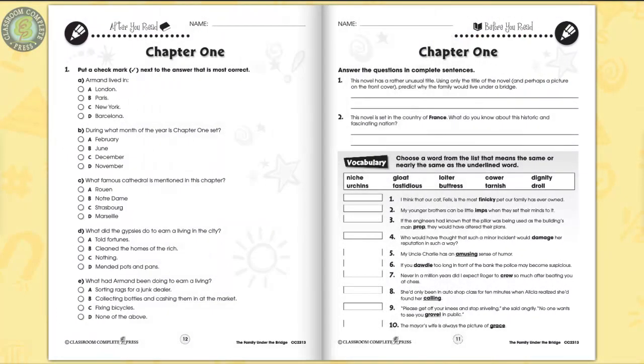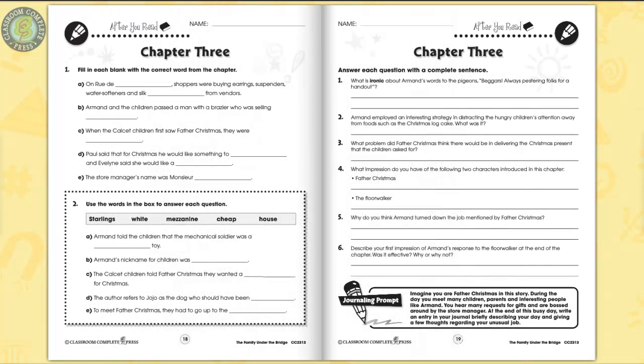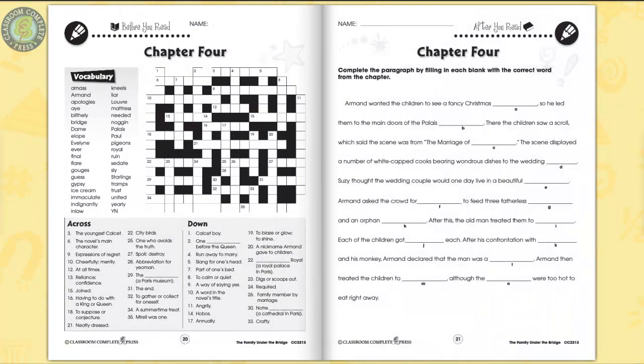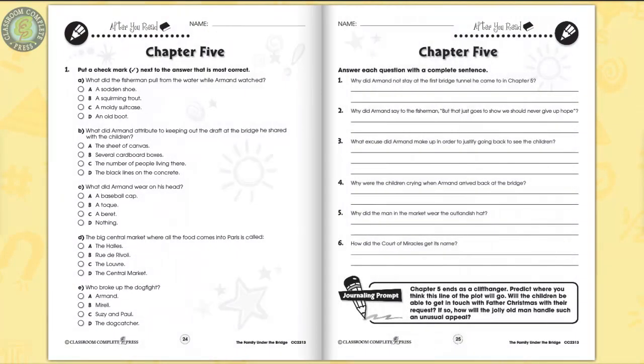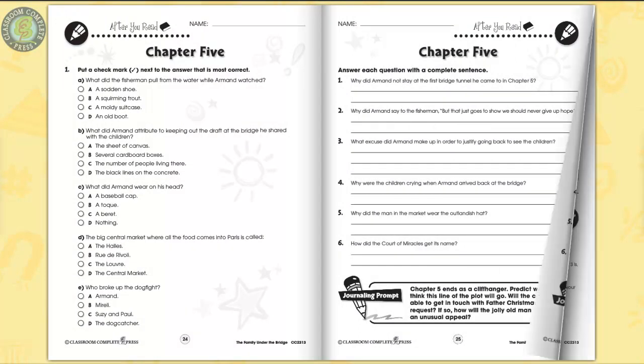Investigate the setting to determine what is already known about the historic country of France. Explain what is ironic about Armand's words to the pigeons. Recall what was read by completing a paragraph from the novel with its missing words. Predict what will happen with the children's request to Father Christmas after a cliffhanger.